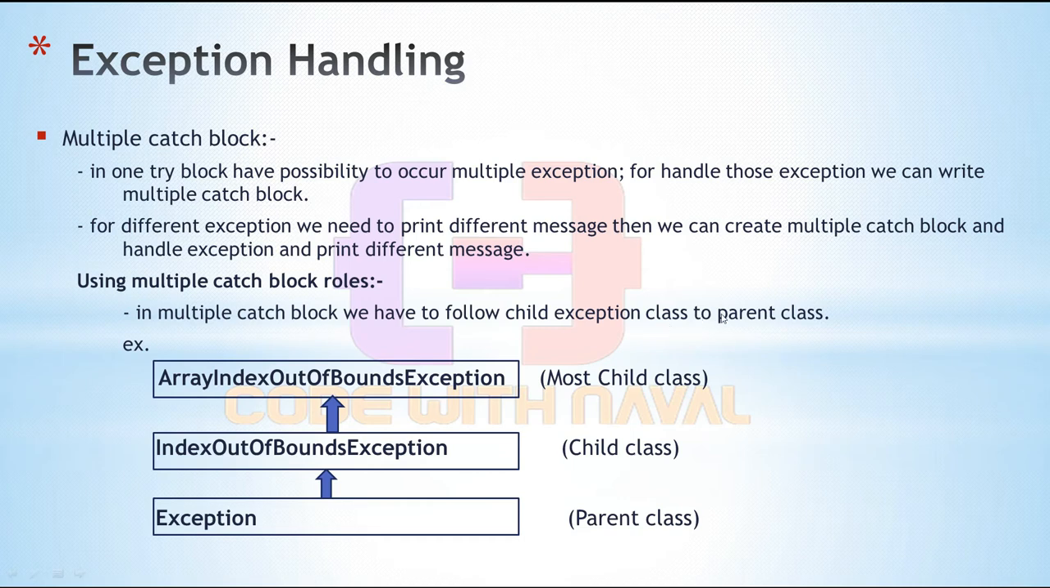Okay, what is the reason behind this? Let's consider that we write some code, and that code throws an array index out of bound exception. If you first write a parent exception class and then a child exception class, the parent exception class is able to handle any kind of exception, so the child exception class doesn't get a chance. That's why we first give the child exception a chance: are you able to handle it? If the child exception class is not able to handle it, then the parent exception class handles it.